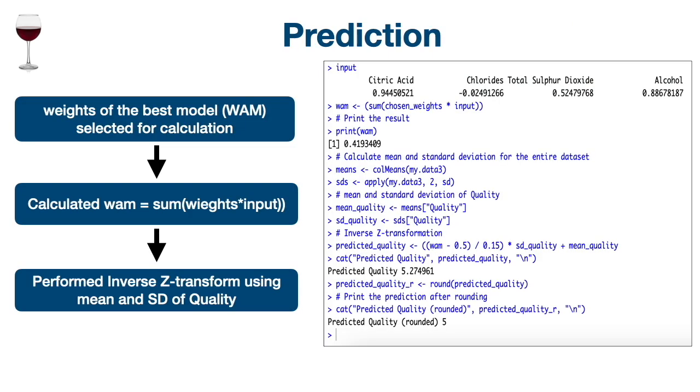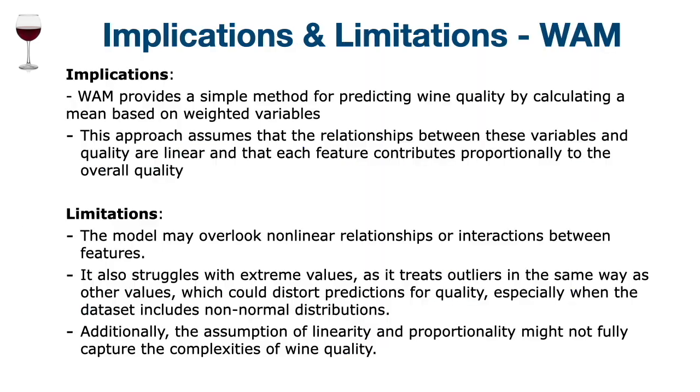In order to get the prediction of these input values, the weights of the selected model and the transformed input values were used to calculate weighted arithmetic mean, and quality was predicted by calculating inverse Z transform. The results obtained are shown on the screen. The predicted value of quality is 5.